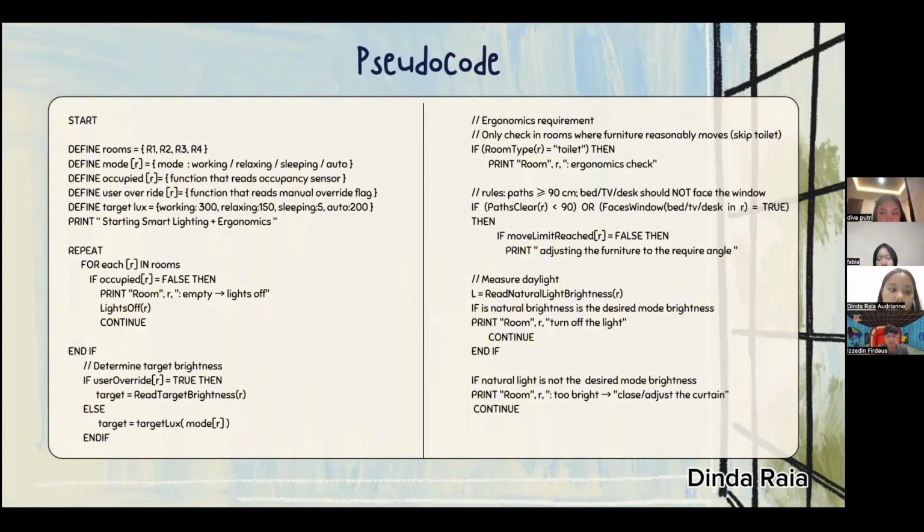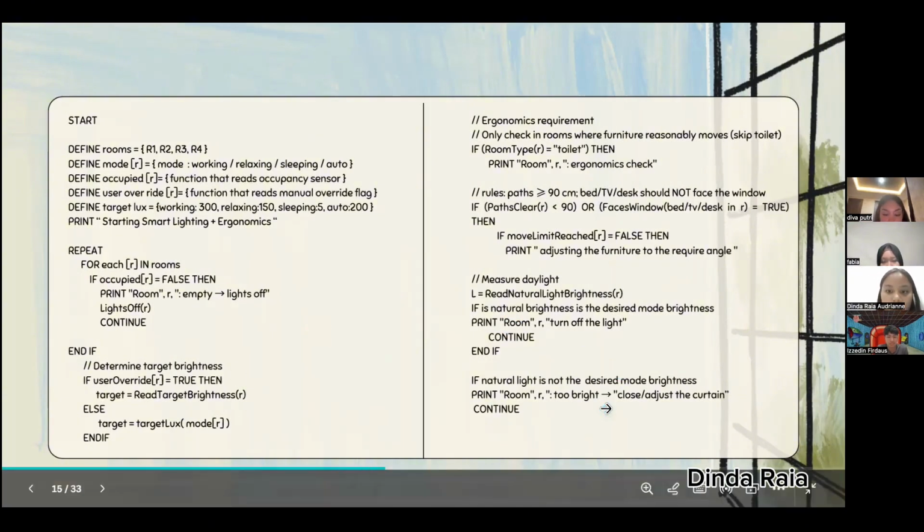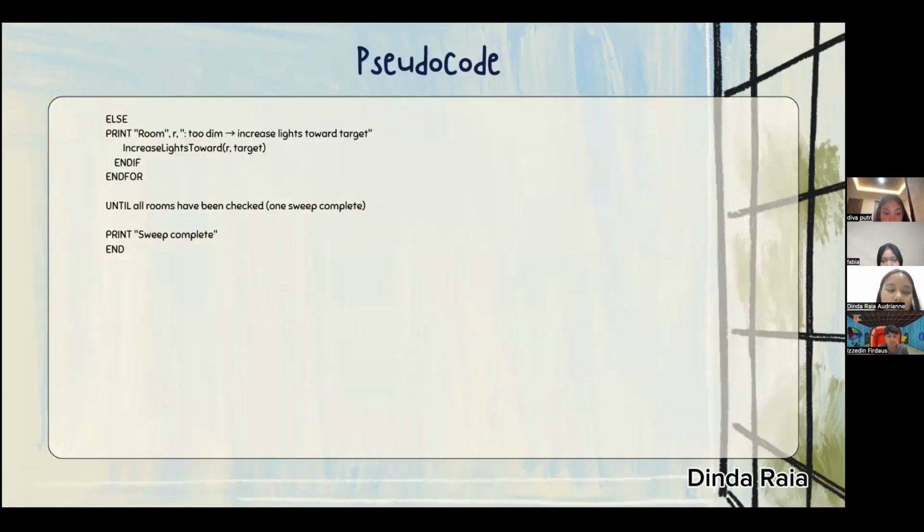Then step 3, check the ergonomics, the safety and glare check. This is a crucial step for long-term health and comfort. And then step 4 is daylight harvesting. Right? So this is where the system chooses the most energy efficient action using the available sunlight, or L.